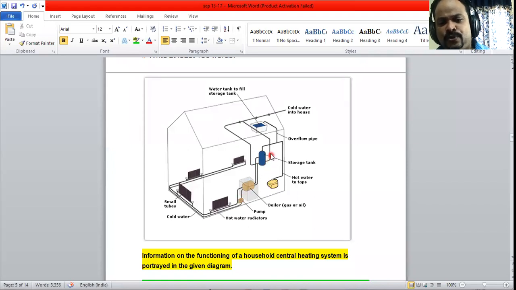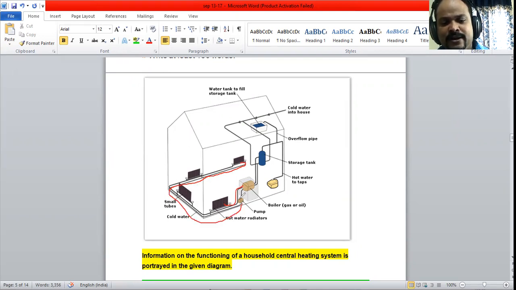upwards to the storage tank and to the hot water. So it goes like this. The boiler sends the water to the radiators, and after the heat exchange, the water goes like this, like this.